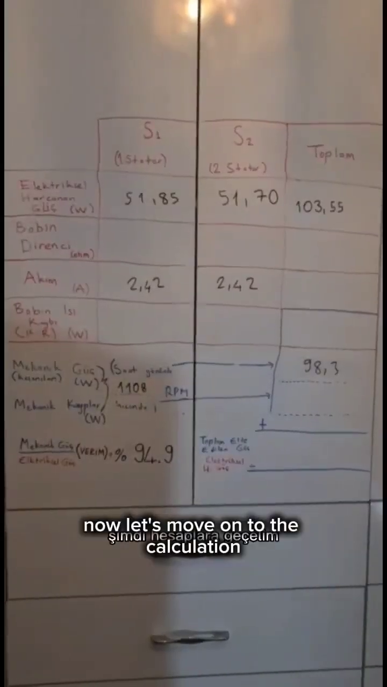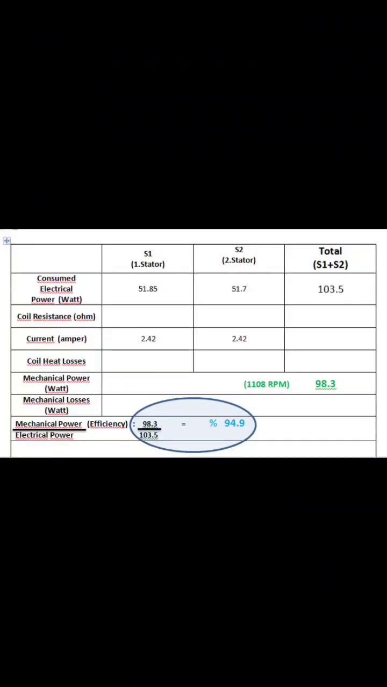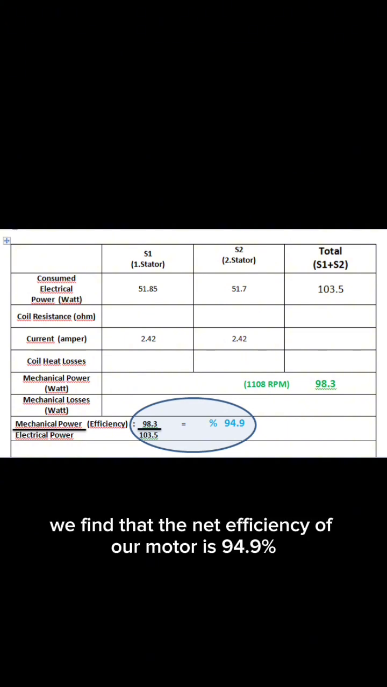Now let's move on to the calculation. If we divide the net gained mechanical power of the motor by the total electrical power consumed, that is, if we divide 98 by 103.55, we find the value of 0.949. In this way, we find that the net efficiency of our motor is 94.9%.